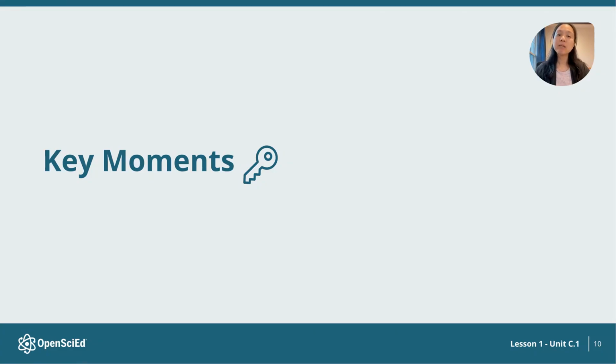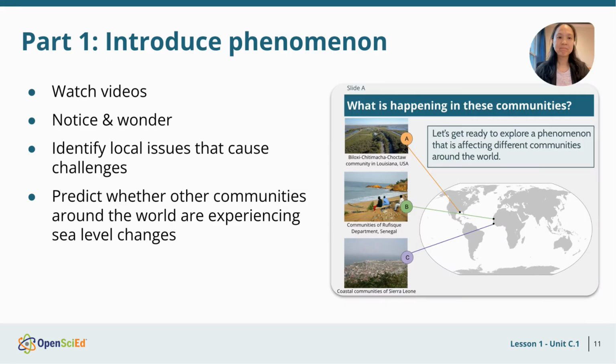Let's take a look at the key moments in lesson 1. Students watch videos about 3 communities in different parts of the world that are experiencing challenges related to sea level rise. They share their noticings and wonderings, including similarities and differences between the 3 videos, such as how the communities are responding to sea level rise. They identify some local issues like storms and erosion that amplify the challenges these communities face. They also predict whether other coastal communities may be experiencing sea level changes.